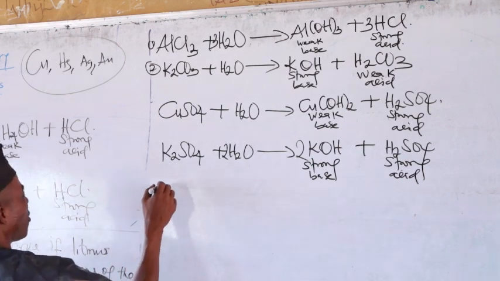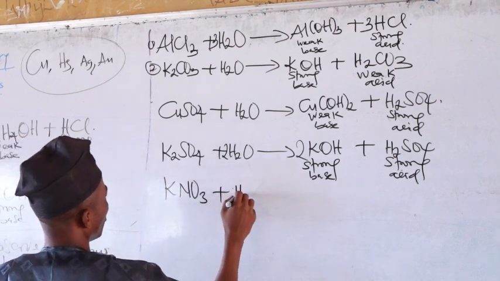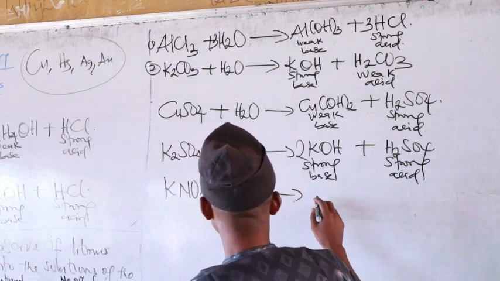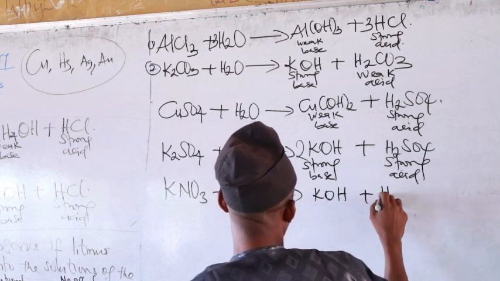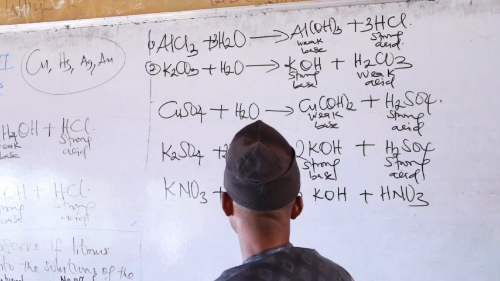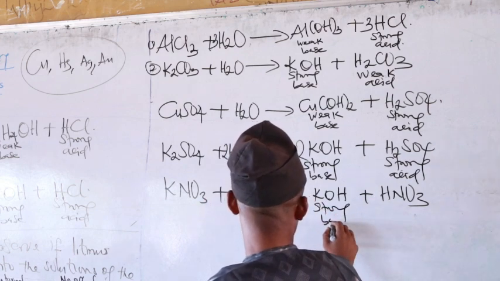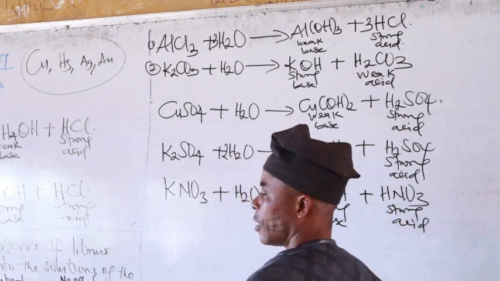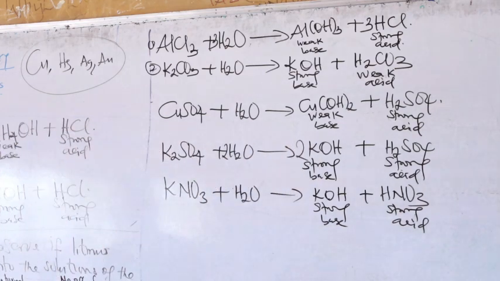Then we have KNO3 react with water to give us what? KOH plus what? HNO3. This is a strong base. This is a strong acid. Then the solution becomes neutral, and it's going to have no effect on litmus paper.